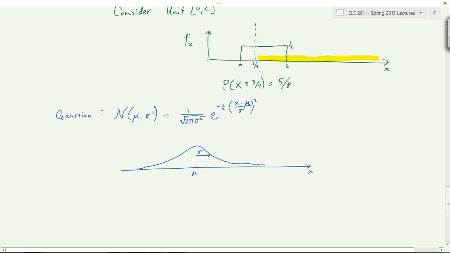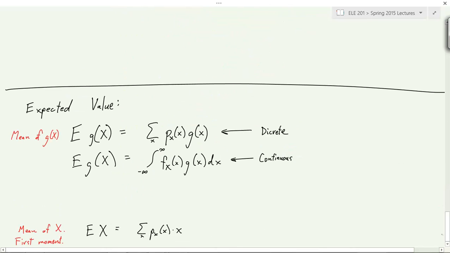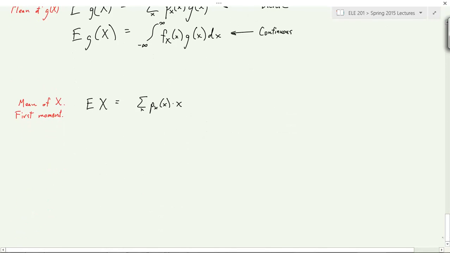I'll just write it here. Expected value of x equals mu. Now, the expected value shows up in many settings. People often try to, that's one of the first things they'll look at of a distribution, its expected value. Let me give you one reason why expected value is meaningful.